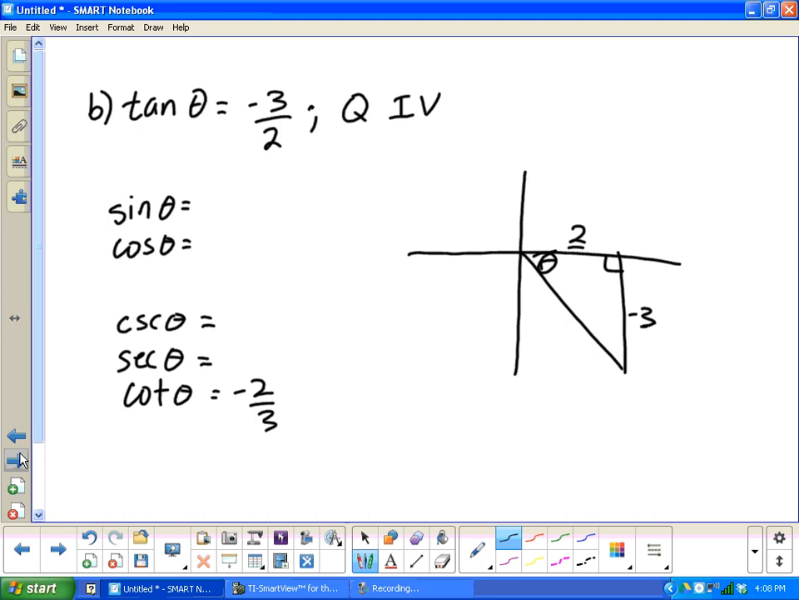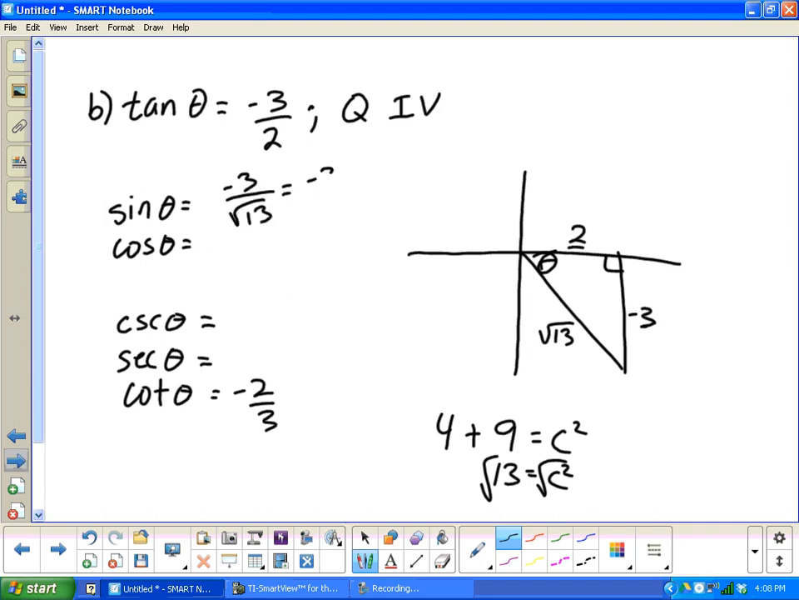Now let's find our hypotenuse there. So we say 2 squared would be 4 plus 3 squared 9 equals c squared. So we'll get 13 there. And we'll take the square root, and that's not going to simplify. So my hypotenuse is going to be square root of 13. Now let's fill in my leftover ratios here. So sine of theta, that's opposite over hypotenuse. So that would be -3 over square root of 13. Which if I rationalize here would be -3 square root of 13 over 13. All right, cosine of theta is adjacent over hypotenuse. So that would be 2 over square root of 13, which would rationalize to 2 square root of 13 over 13.